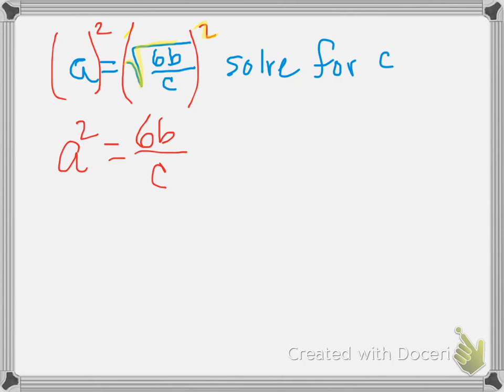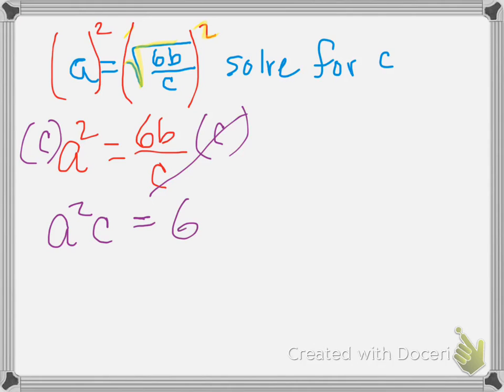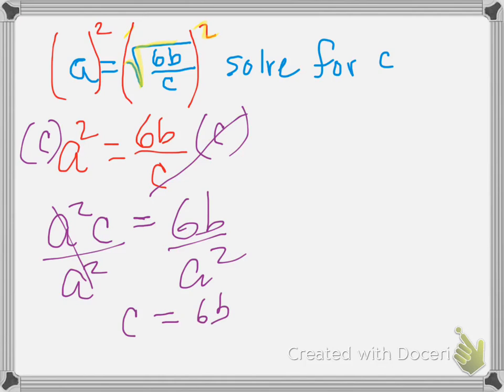And then let's say you're solving for c. I'm going to have to multiply by c on each side because c is a denominator right now. Some people cross multiply, and you could do that too. That will cancel. I'll get a squared times c equals 6 times b. Then I can go ahead and divide a squared off and get c equals 6b over a squared.